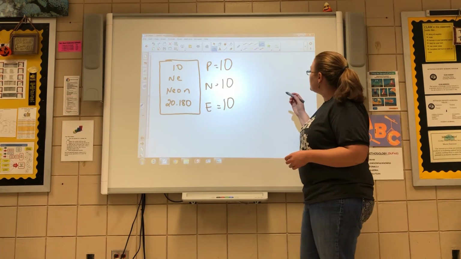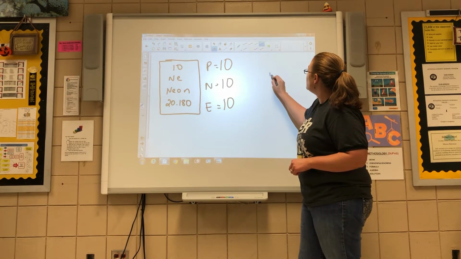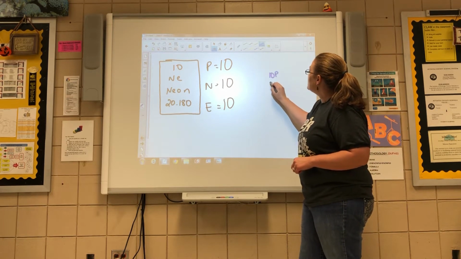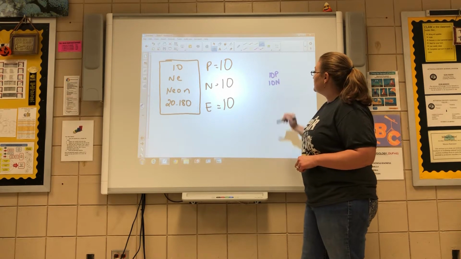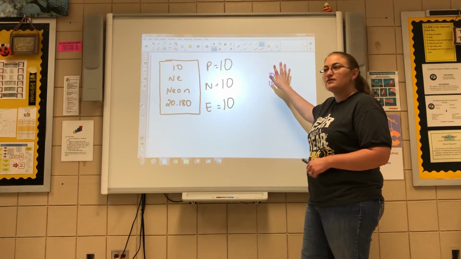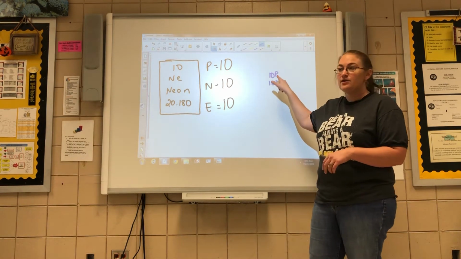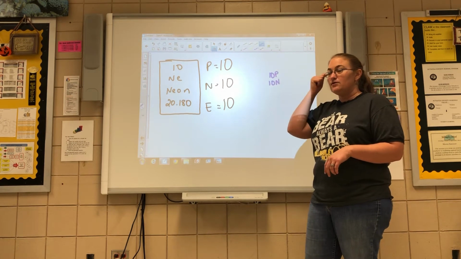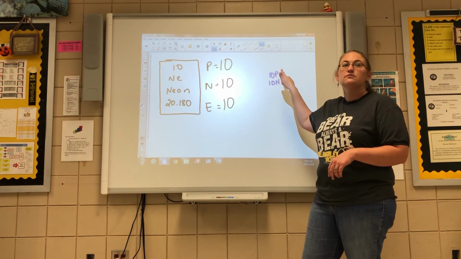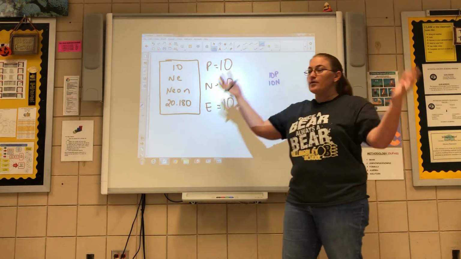So I'm going to start my Bohr diagram with my protons and neutrons in the nucleus. I've got 10 protons, 10 neutrons. That's not originally in a Bohr diagram. If you Google images of Bohr diagrams, you're not going to see this, but I make you put it here to get in your head that the protons and neutrons are in the nucleus.